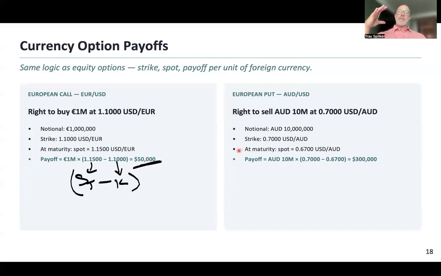If at maturity the Aussie dollar had become weaker, which is to say that the spot rate was 67 US cents per Australian dollar, then the payoff would be positive for this Australian export firm. That is the 10 million Australian dollars times the difference between, in this case, because it's a put, the strike price minus the spot price. And so we end up, in this case, with the Australian exporter benefiting to the tune of $300,000.